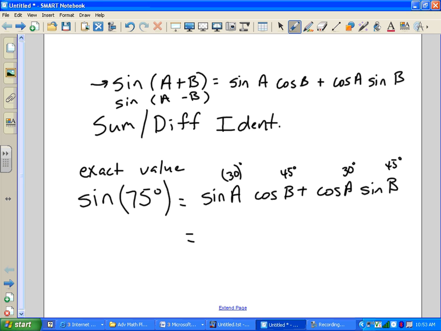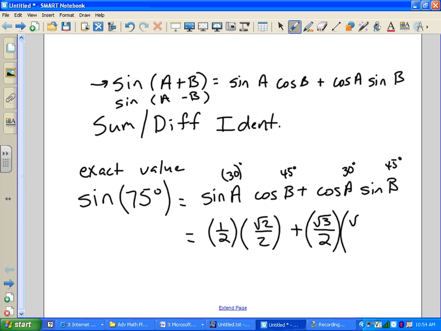Now all we have to do to evaluate this is look on our unit circle. What's the sine of 30 degrees? A half. What's the cosine of 45 degrees? Square root of 2 over 2. The cosine of 30 degrees is square root of 3 over 2, and then times the sine of 45 degrees, which is square root of 2 over 2. Now we just evaluate this.